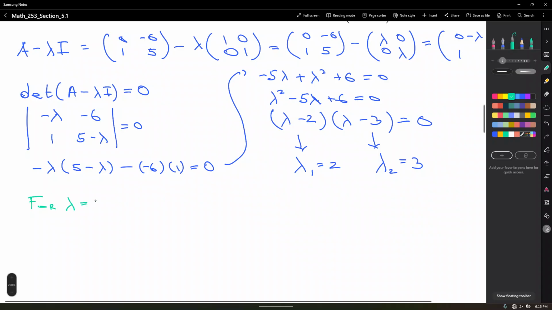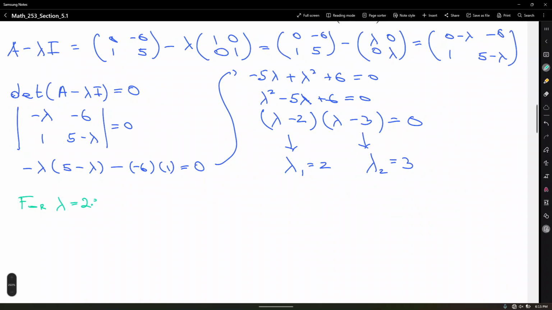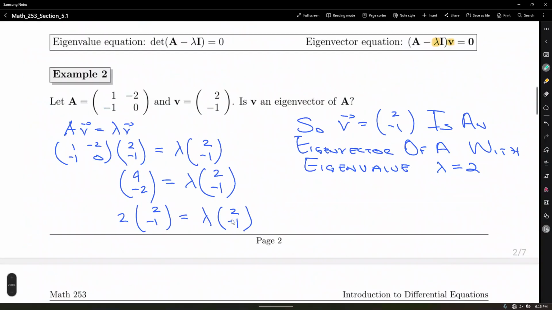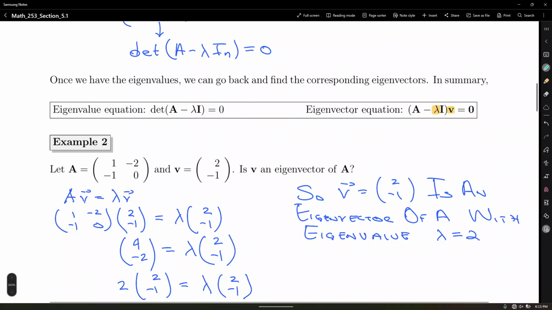Okay, for lambda equals 2, what do we have? What's the eigenvector equation? Guys, we're going to go back to this equation right here. The eigenvector equation says the matrix A minus lambda I times V equals 0. However, you already know the value of lambda, so now you need to substitute the value for lambda. V right here is actually the vector to be obtained, right? That's the vector to be found. How do we do that?